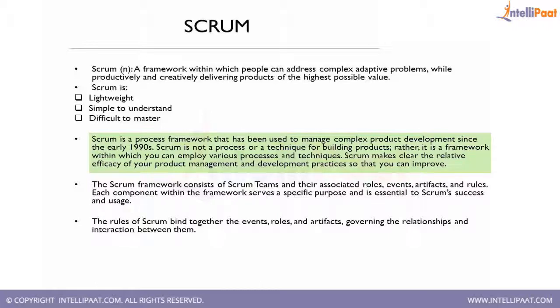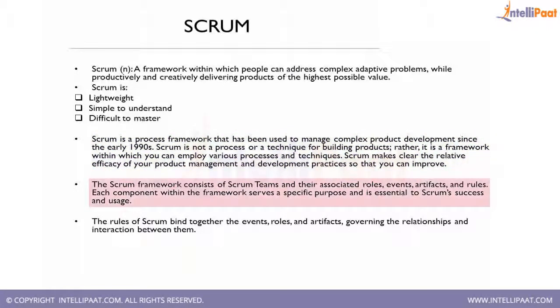Scrum makes clear the relative efficacy of your product management. We are not talking about project management here. If you'll see throughout the training, I would rather be talking about product. I will be focusing on product. And Scrum also talks about development practices. So when you go outside you would hear a lot about agile engineering, that is what we are talking about. When XP came, XP majorly talked about agile engineering, the coding practices which would bring in agility and which would improve the quality of your development.